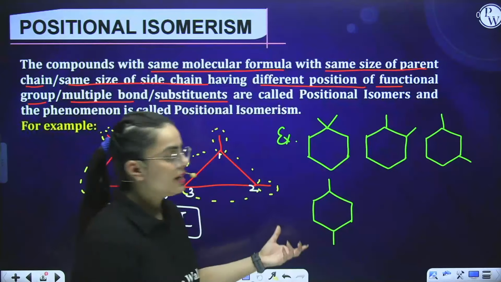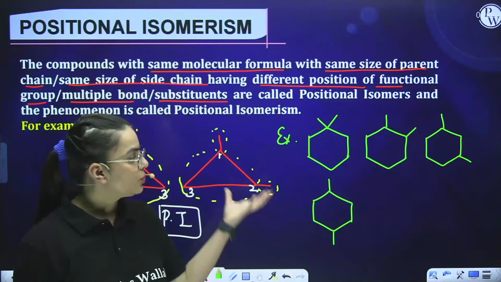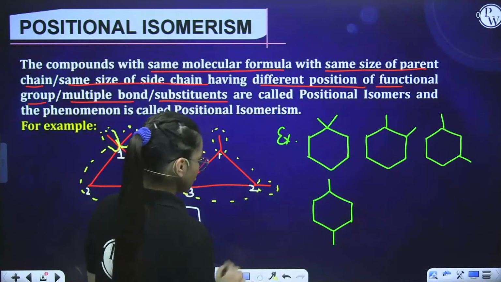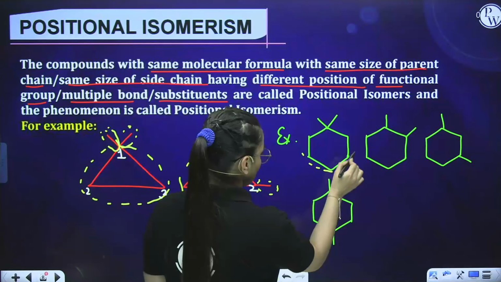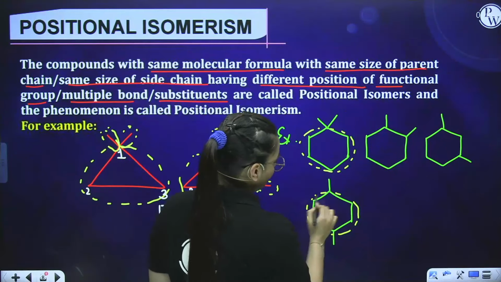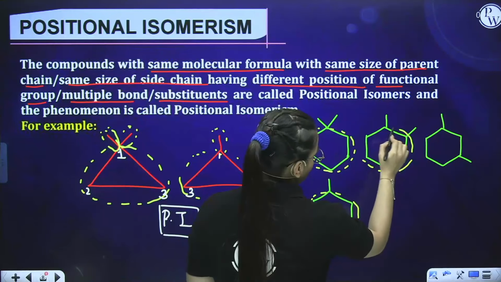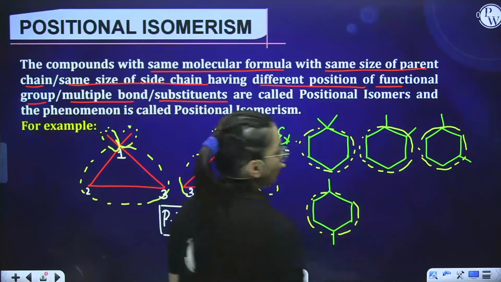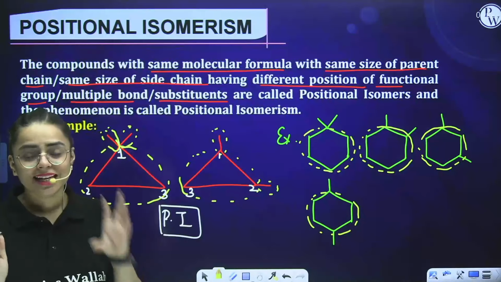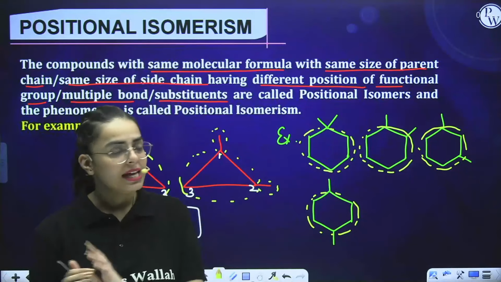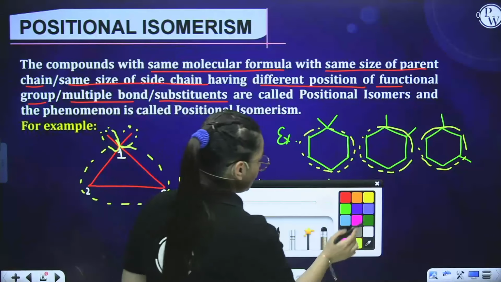Okay students, now if I take this case, you can clearly observe that the parent chain comprises 6 carbon atoms. This is our parent chain. If I talk about this case, this is our parent chain. If I see this case, this is our parent chain. Now if I talk about the side chain, each one has methyl groups. That means side chain size is also equal, but here the position is different.